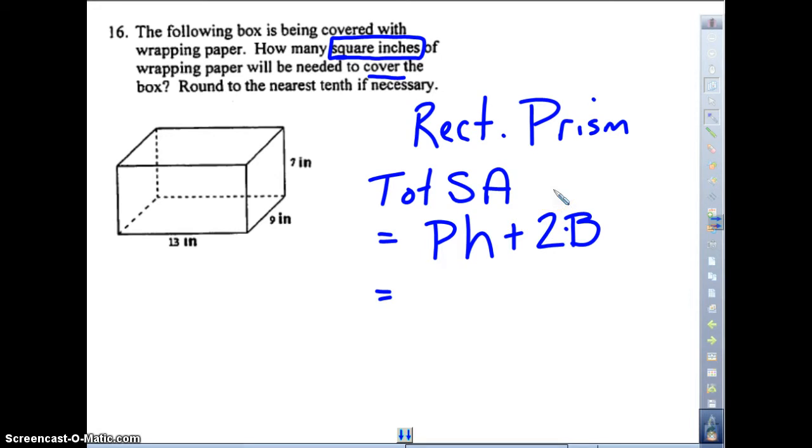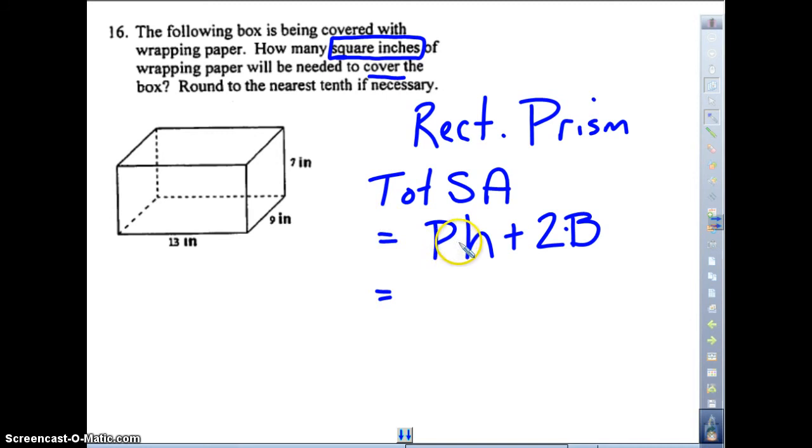You might look at the formula chart and see that and wonder, okay, what does the P mean? What does the H mean? What does the capital B mean? We're going to do the formula just in case. I personally think it's easier just to do all the area of the rectangles and add them all up.